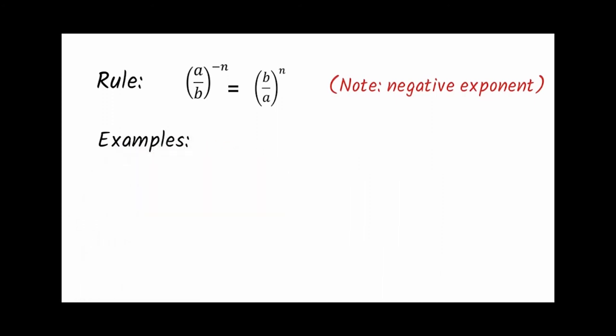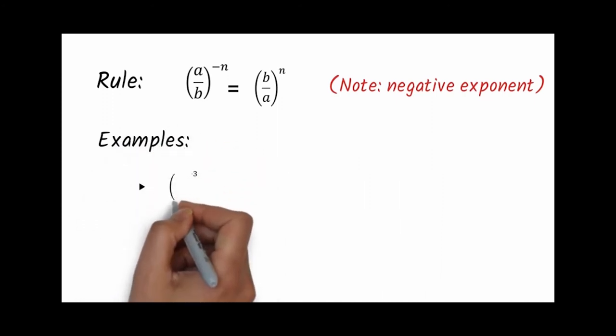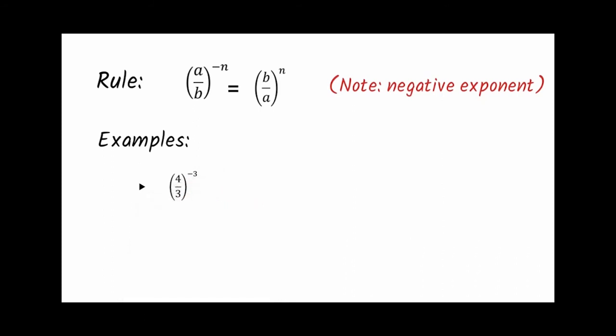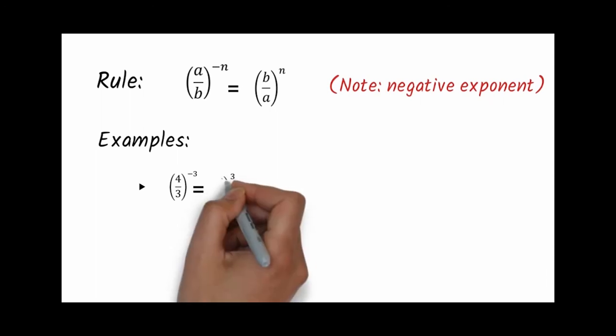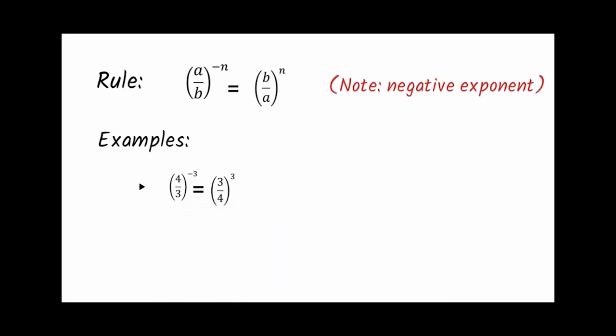If I have a fraction 4 over 3, the whole thing raised to a negative 3. To convert it into an exponent that is raised to the power of 3, we have to invert the base fraction. That is, 4 over 3 becomes 3 over 4. So that's equivalent to 3 over 4 raised to the power of 3.